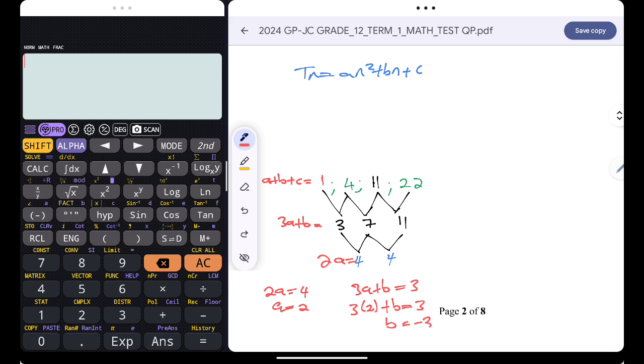Then b will be just equal to negative 3, right? Because I'll have 3 minus 6, that will give me negative 3. I know that a plus b plus c must give me the first term of the sequence. The value of a is 2, the value of b is negative 1, I don't know the value of c.